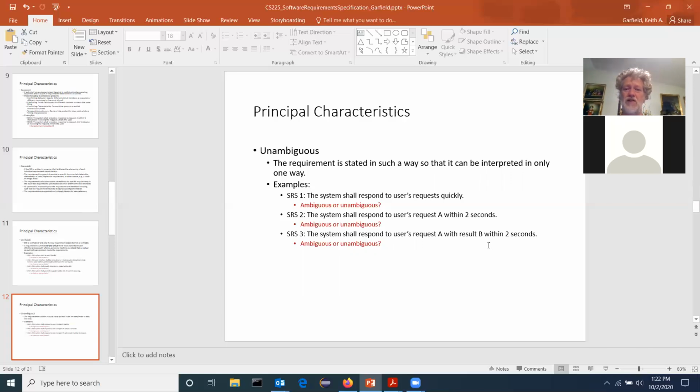The system shall respond to user's request A with result B within 2 seconds. Oh, that's even better, because the middle one says it shall respond to user's request A within 2 seconds. And what if the response is to do the wrong thing, or to do nothing, or to do a random thing? That's a response, right? Met the requirement. So respond to user's A request with result B. Oh, okay. Now you've got a better feel for what's supposed to happen.